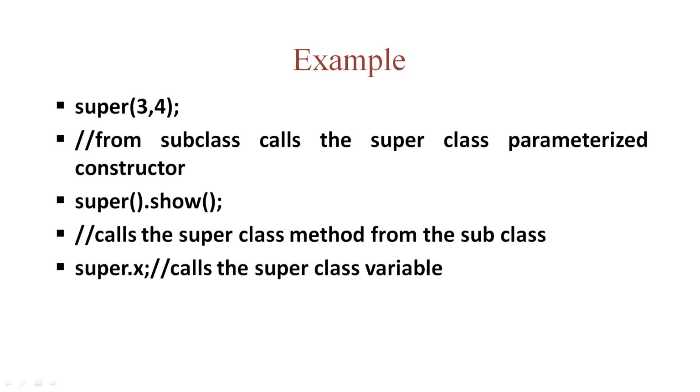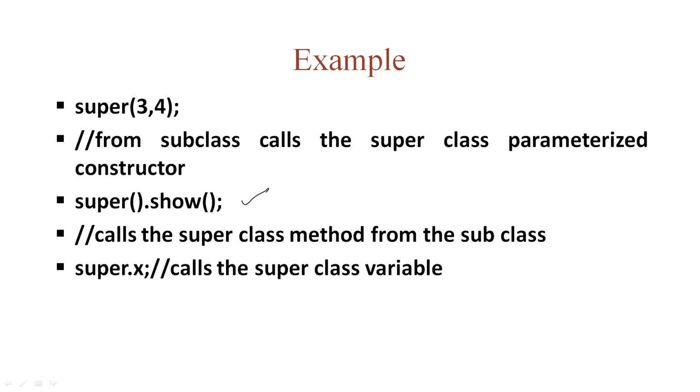And a very simple example, before we go to the practical examples: super of 3 comma 4 calls the superclass parameterized constructor with the two parameters. If the superclass does not have a constructor with two parameters, it will raise an error. From the subclass, we call the superclass parameterized constructor.